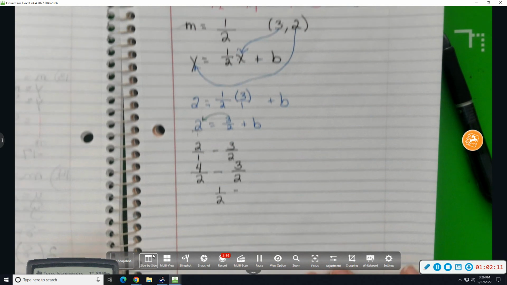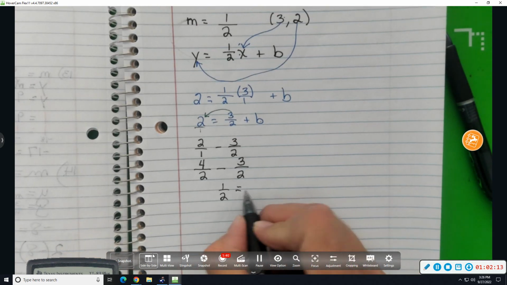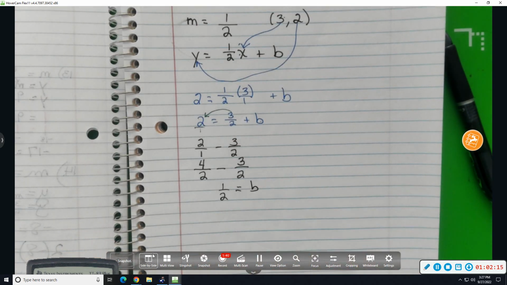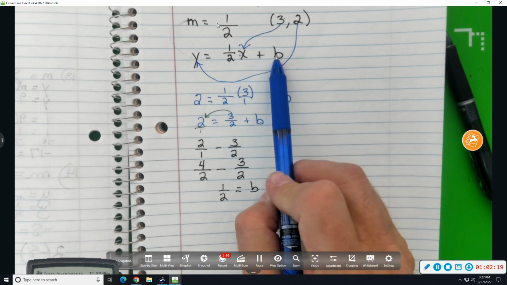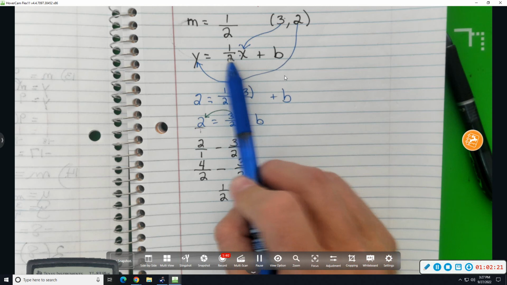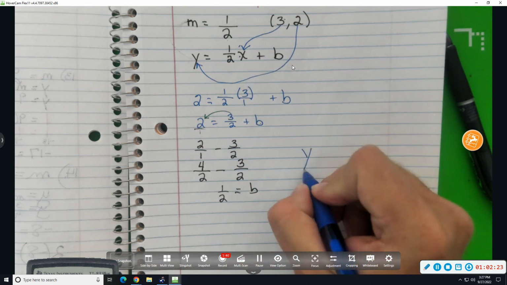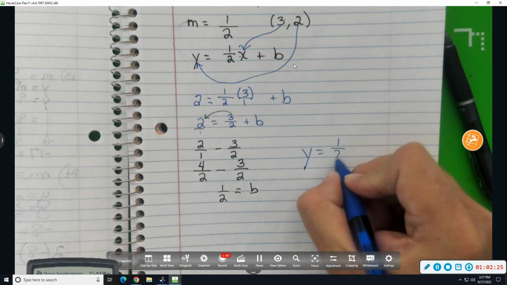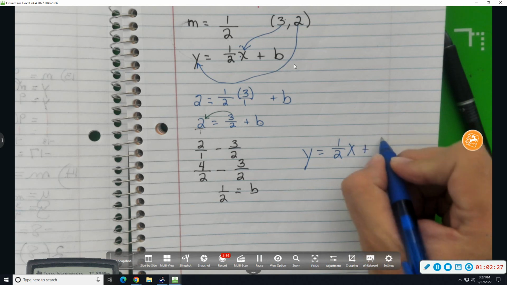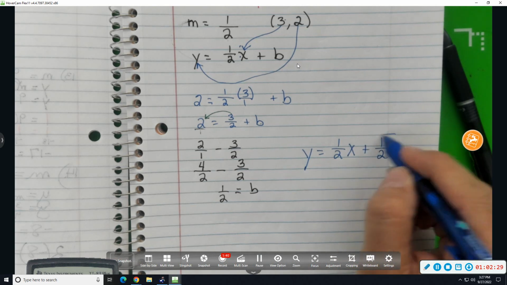Oh, b is a half. Wow, I think that both the m and the b turn out to be a half. I think that's just a coincidence. Yeah, that's just a coincidence. It's magic. y equals 1/2 x plus 1/2.